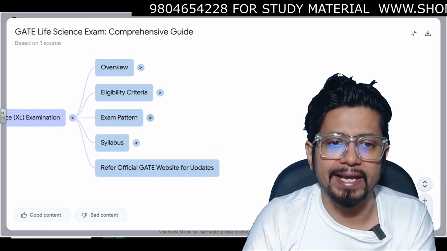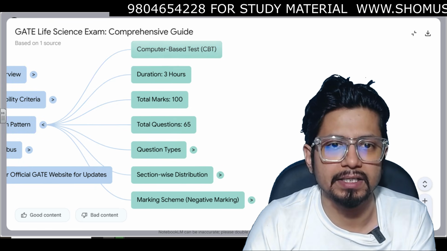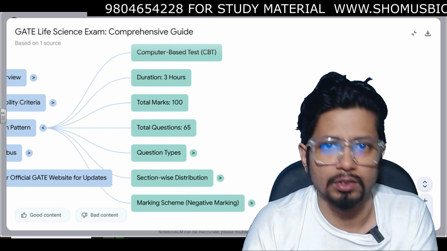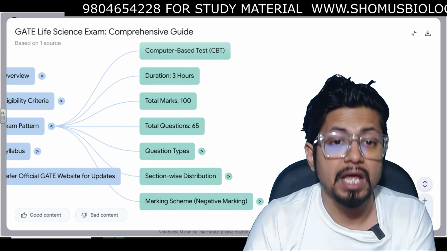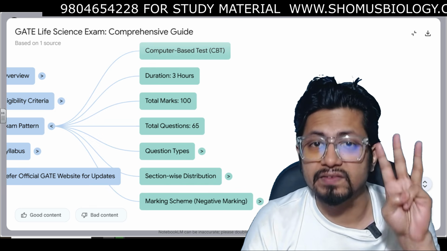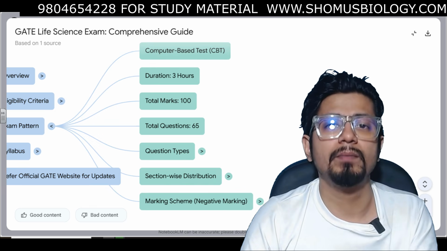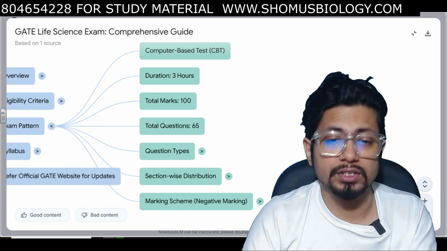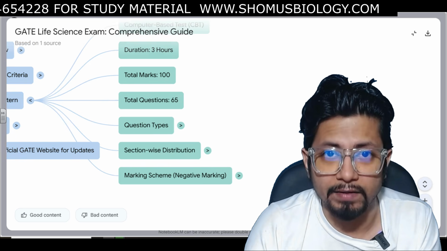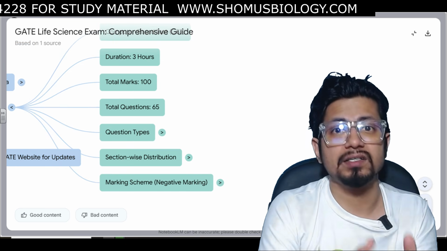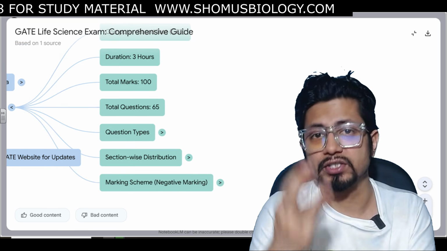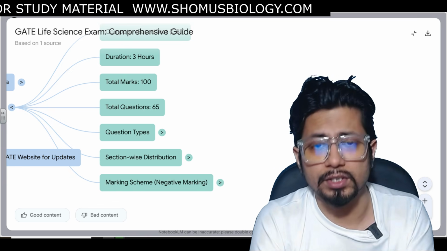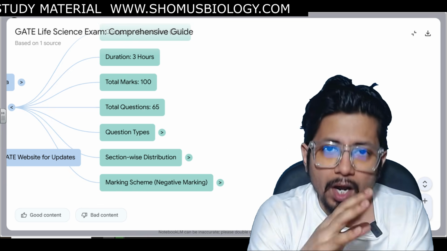Now let's move on to the exam pattern. This is a computer based examination, or CBT mode of examination. The duration of this examination will be 3 hours, and the total marks of the examination will be 100 marks. The total number of questions here is 65 questions. So 65 questions, a 3 hour time frame, 100 marks.